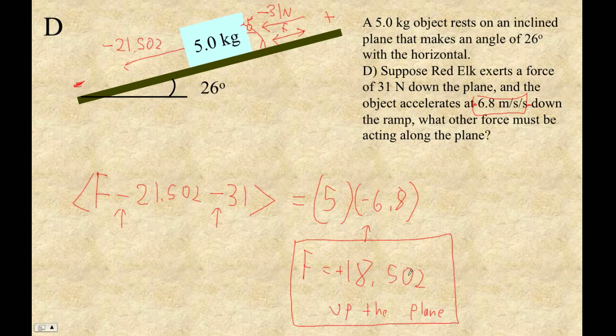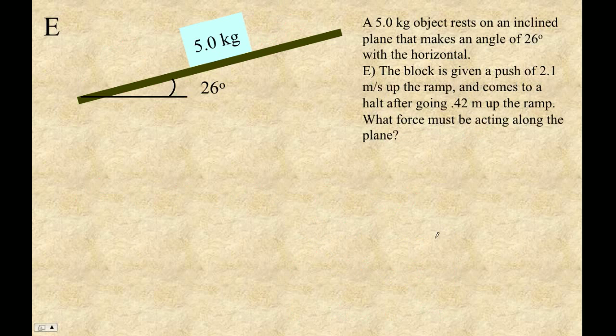And then let's do our final example here. The final one's got SUVAT in here. We've got a push of 2.1 meters per second up the ramp, and it goes 0.42 meters up the ramp and stops. So what I'm going to do is a little cute SUVAT problem over here.